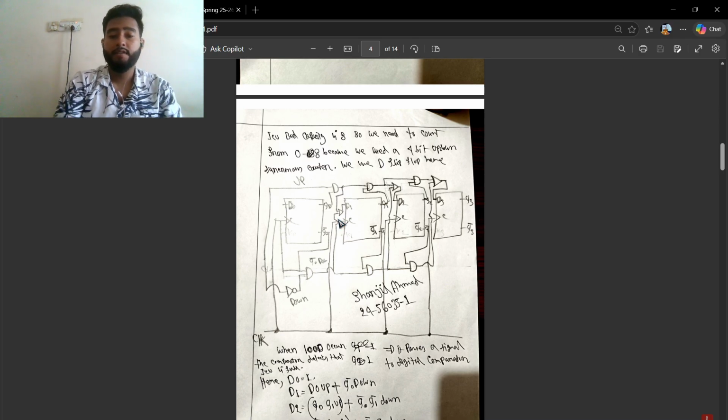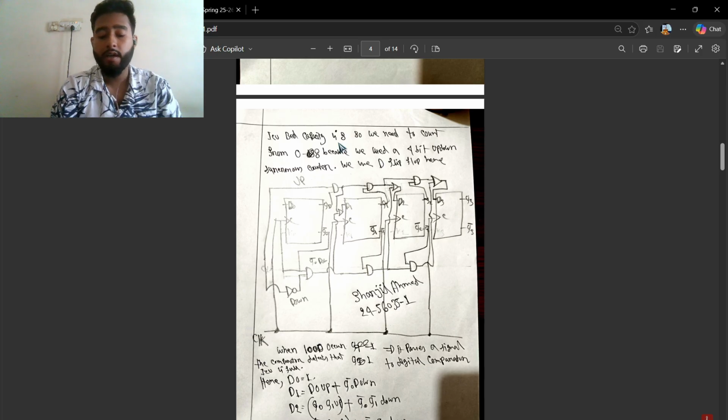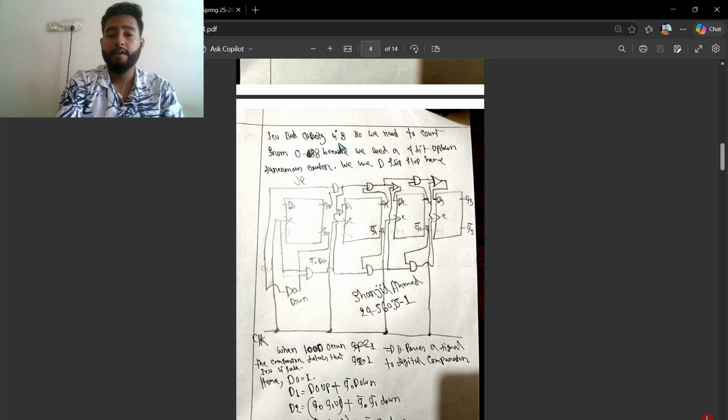And why is it 4-bit? Because the ICU bed capacity is 8, so we need to count from 0 to 8. If we count from 0 to 7, we can design it in 3-bit, but here we count from 0 to 8, so that's why we use a 4-bit up-down synchronous counter.